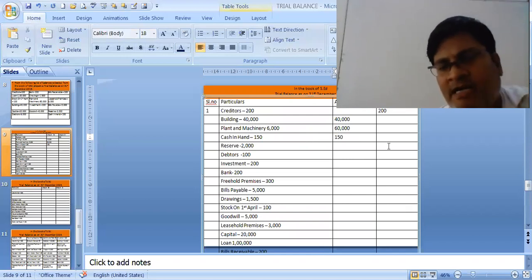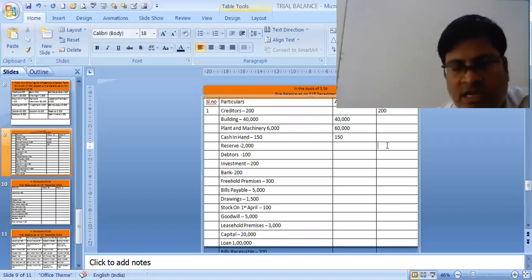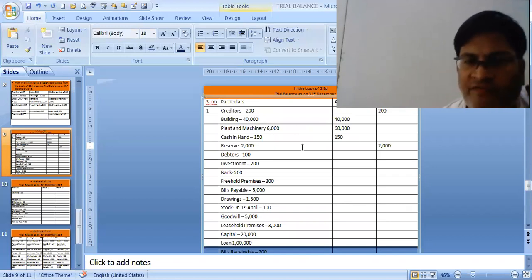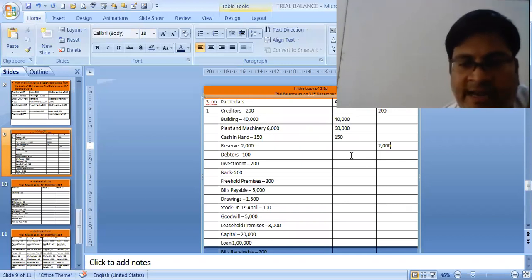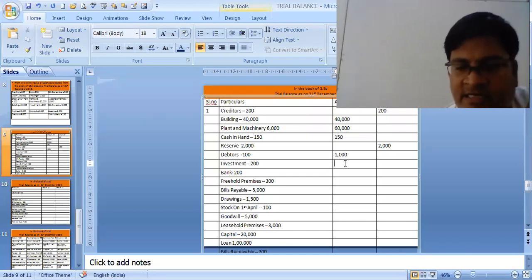Reserves. Reserves is a credit item, dear students. Reserve is a credit item because it's a part of profit. It's a liability of the business towards the owner. Part of profit which the owners will get back. Debtors. Debtors is a debit balance. Investment, debit because it's an asset. It gives you benefit. Bank, if nothing is mentioned, then it's a debit balance.